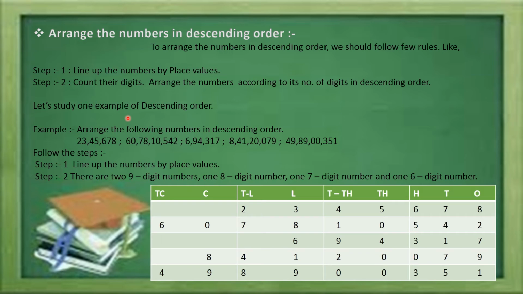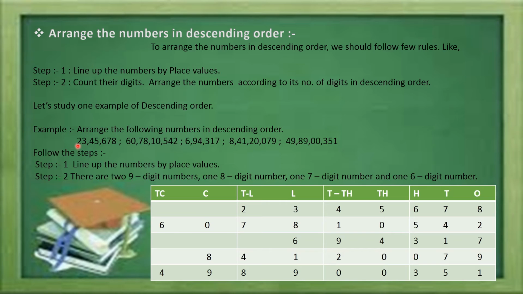Let us study an example of descending order. For example, arrange the following numbers in descending order: 23,45,678, 60 crore 78 lakh 10,542, 6,94,317, 8 crore 41 lakh 20,079, 49 crore 89 lakh 351. We have to arrange all these figures in descending order.